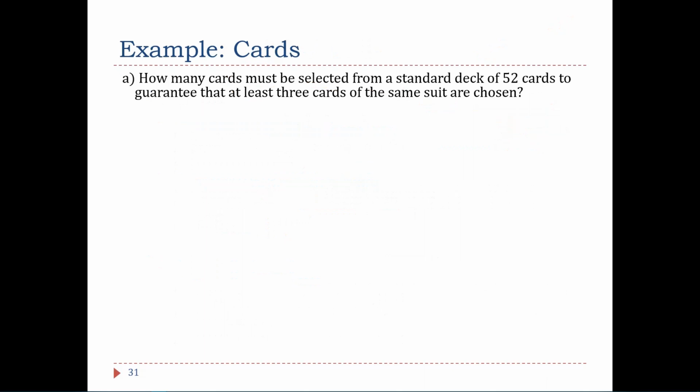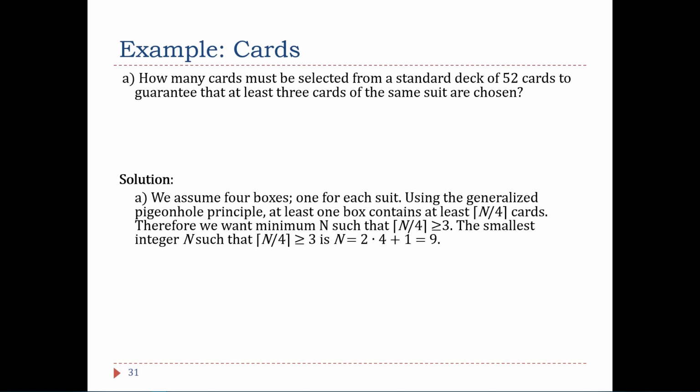How many cards must be selected from a standard deck of 52 cards to guarantee that at least 3 cards of the same suit are chosen? Well, again, you want a minimum number n such that the ceiling of n over 4, because you have 4 different suits, is greater than or equal to 3. So we want to guarantee that 3 cards are actually of the same suit. It's the same concept, and the smallest integer is 9 in this case.